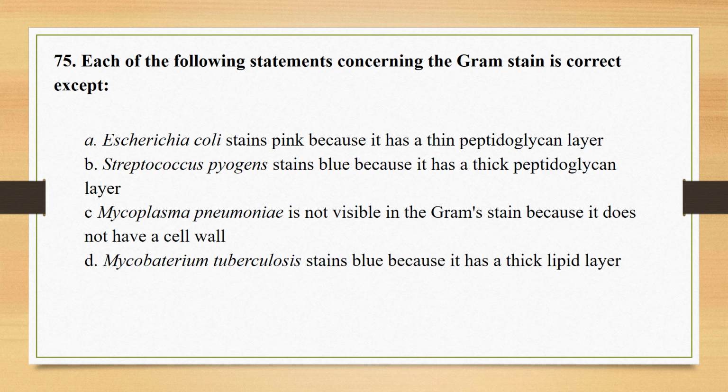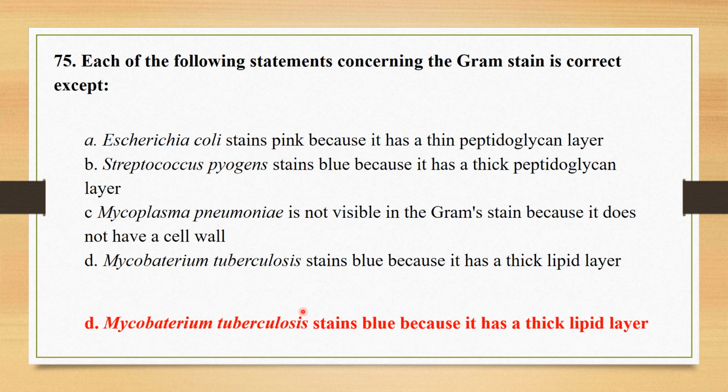Each of the following statements concerning the Gram stain is correct except which option? Escherichia gives the pink color, that's correct. Streptococcus pyogenes gives the blue color, it's Gram positive, correct. Mycoplasma pneumoniae is not visible in Gram stain because it has no cell wall, and the best answer is Mycobacterium tuberculosis stains blue because it has a thick lipid layer. Mycobacterium is mainly not identified using the Gram stain. It is mainly identified using Ziehl-Neelsen staining, which is also called acid-fast staining.